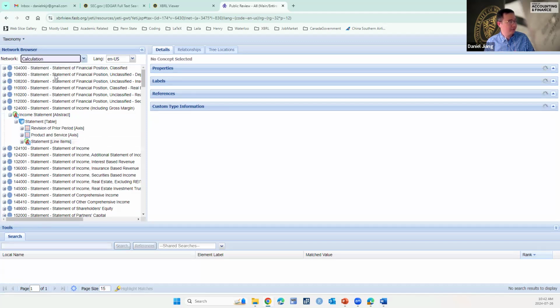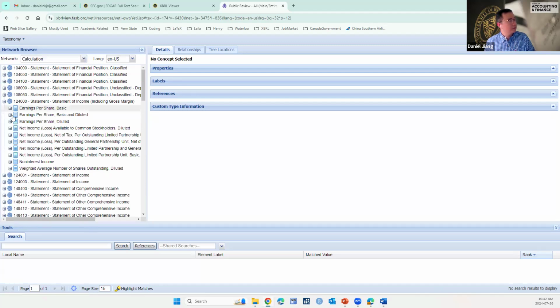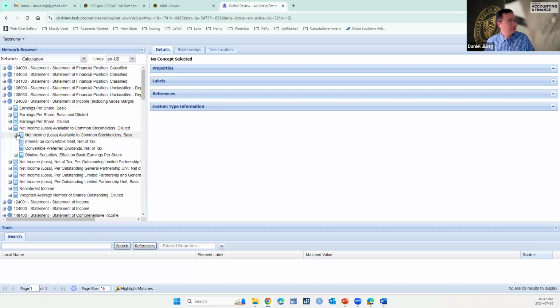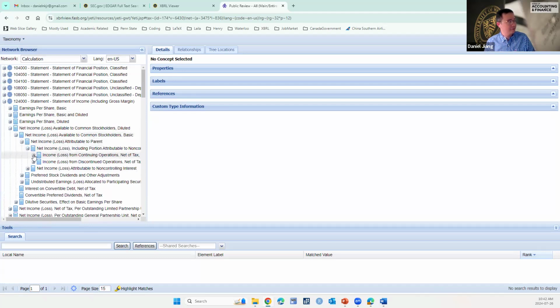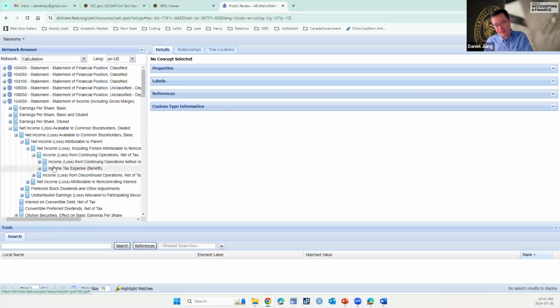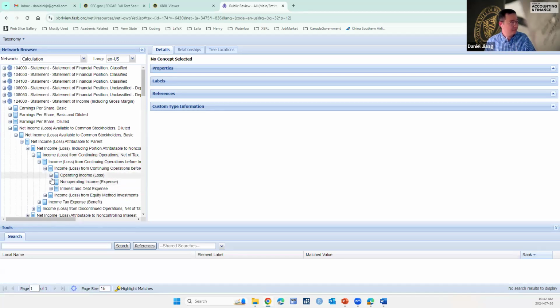Okay, I need to go to the calculation part. And you just keep expanding on this tree structure until you reach the tag associated with the accounting concept that you are interested in. And then you can find the tree structure specifically for that concept. For me, now I find the operating income loss. So everything below this concept is relevant to my study about operating income loss.